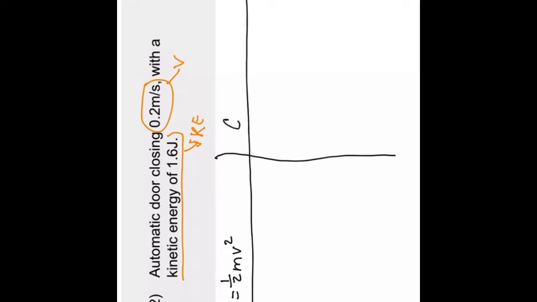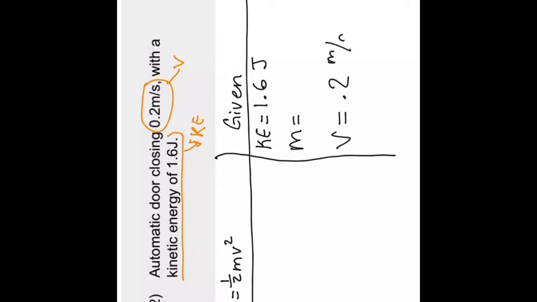Alright, and then we have givens on this side. So again, we have KE, we have M, and we have V. Okay, so we know our KE is 1.6 joules. And then I know that my velocity is 0.2 meters per second, which means I don't know what the M is. So we're going to find that now. Okay, so let's come over here. So we have 1.6. I'm just plugging them in.